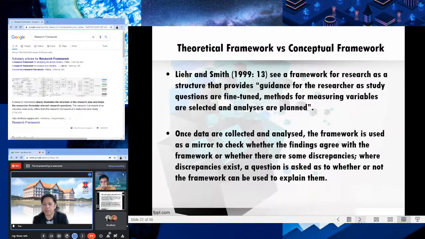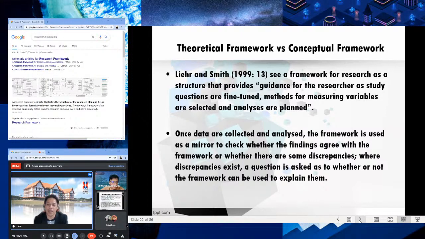I think I have explained this. This is just a reference that you can refer to later. A framework is a structure that provides guidance, a structured guidance. You can fine tune it later, because when we start the research, as I said in the previous slide, in the first year or early stage, we still doubt what our research is all about.